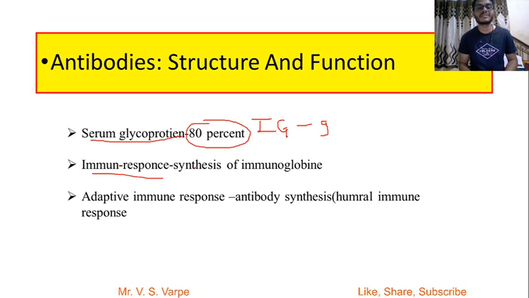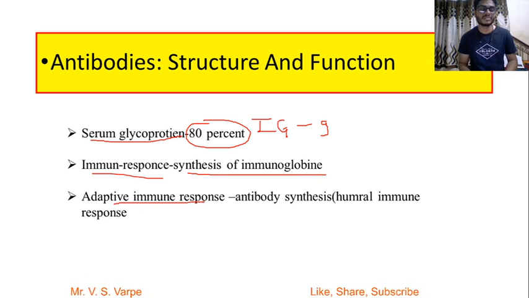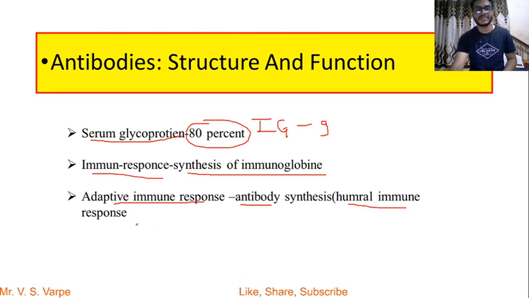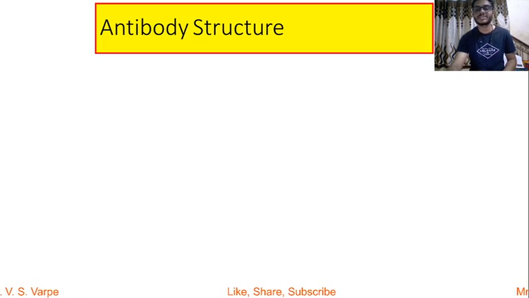That means they are involved in the synthesis of immunoglobulin inside the body. Another function is the adaptive immune response. That means they play a major role in antibody synthesis. It is also called the humoral immune response. Then the next part is antibody structures.